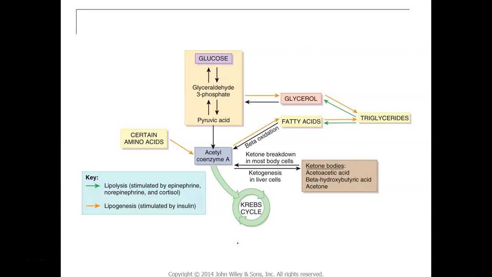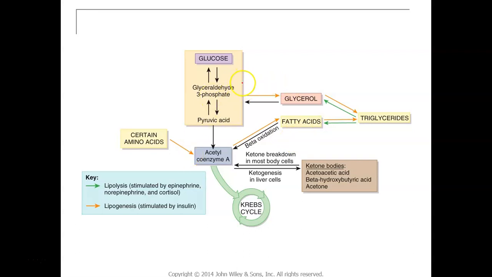This slide here, let me look at this. Triglycerides, glycerol, fatty acids, glucose, amino acids, acetyl-CoA, Krebs cycle. So these things here, lipolysis and lipogenesis. Lipogenesis, that's what we just talked about, when insulin stimulates the production of fatty acids. Or I might say it stimulates the production of triglycerides, because triglycerides then get stored as fat tissue or adipose tissue.